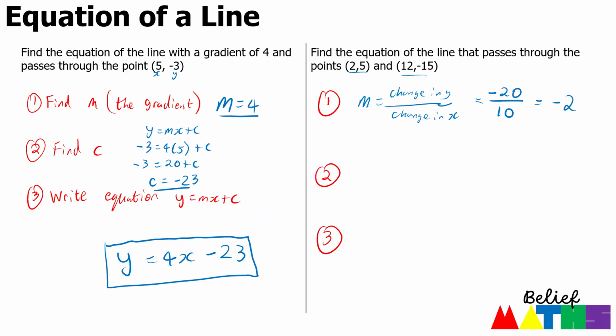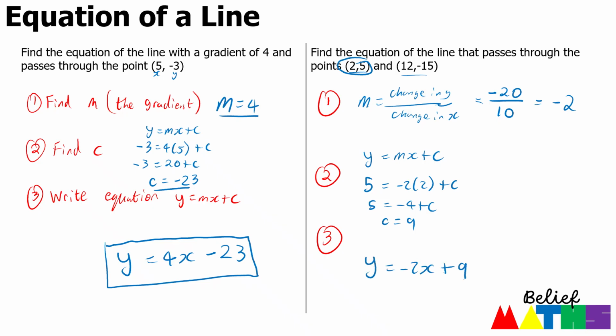To find c then, we're going to sub that into y equals mx plus c. Now it doesn't matter which point I choose, but I'm going to use this one because they're smaller numbers. So 5 is equal to minus 2 times 2 plus c. 5 is equal to minus 4 plus c. And then when you rearrange, you get c equals 9. So my final answer then again is y equals minus 2x plus 9, which is my final equation of that line.